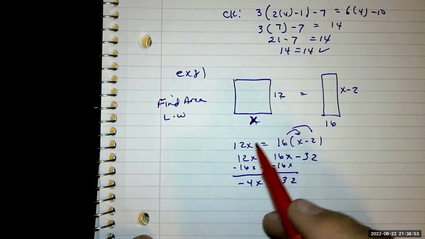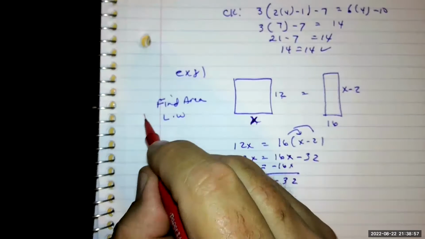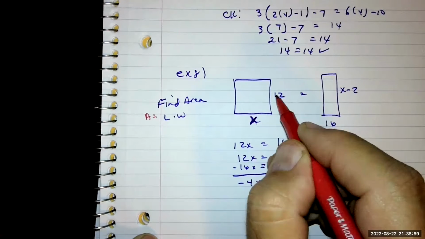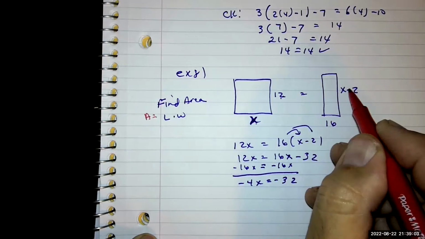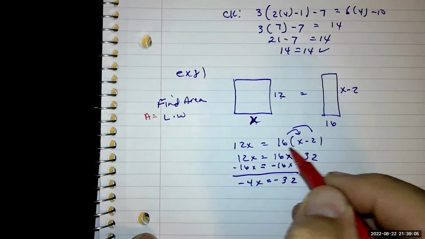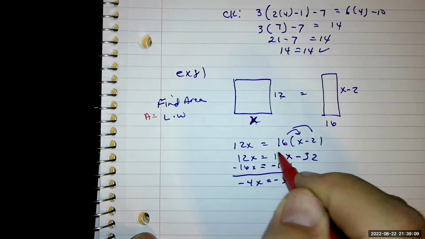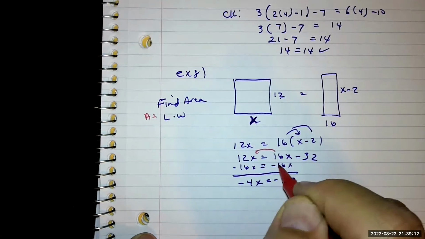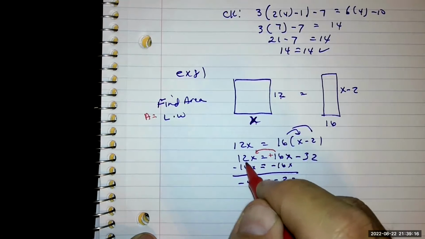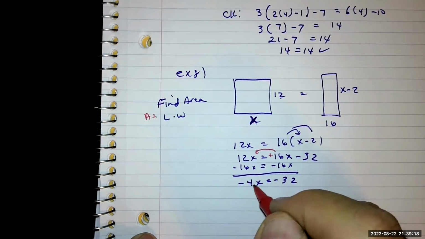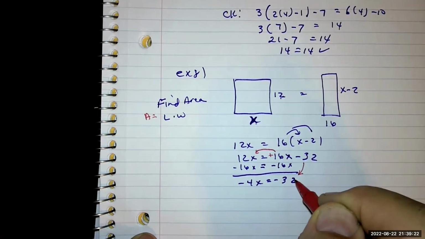So I'm going to go over this again. Length times width is your area. So you multiply these two. 12 times X is 12X equals, you have to multiply this length and width, so 16 times that, which I did, is 16X minus 32. All right, then I'm going to move the X's together. So the opposite of positive 16X is a negative 16X. So 12X minus 16X gives me a negative 4X. The only thing left is negative 32, so I'm bringing it down.